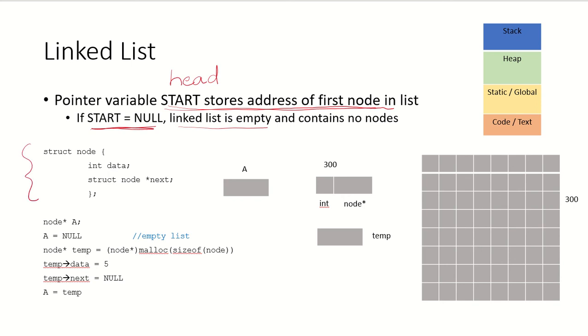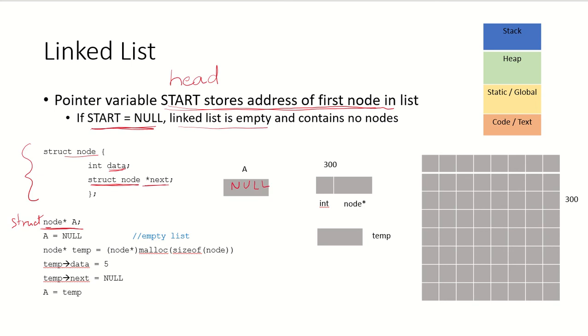Suppose we define a structure like this, a struct node, and we say it consists of a data part and a pointer to the next node, which will also be a struct node pointer. So we declare a node like this. It would be a struct node pointer start. This is initially null when the list is empty.